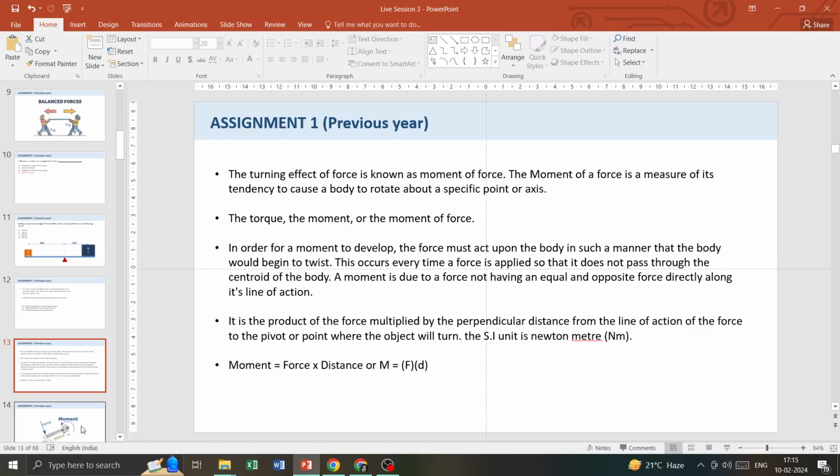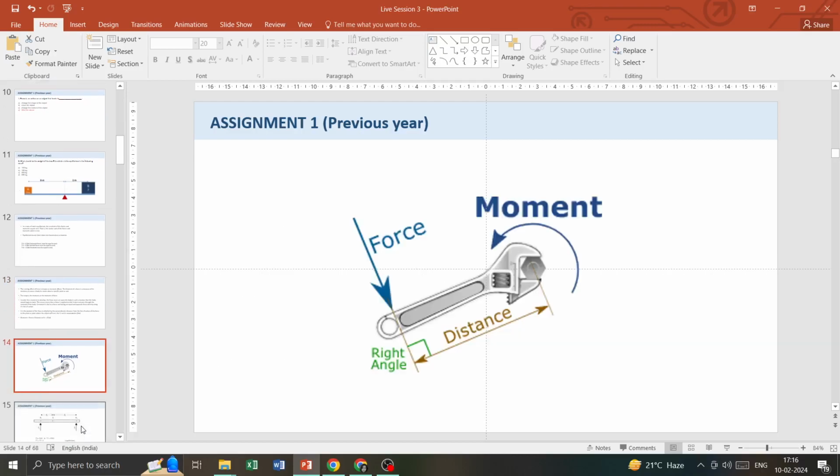So it basically means that this is the pivot point, and this is the object, and this is where you are putting the force. This is your line of action of force. So when the line of action of force is different from the pivot point, it causes the object to either twist or move, and this tendency to cause the body to rotate about a specific point is understood as the moment of force. So for a body to be in static equilibrium, the total moment of the system has to be 0.